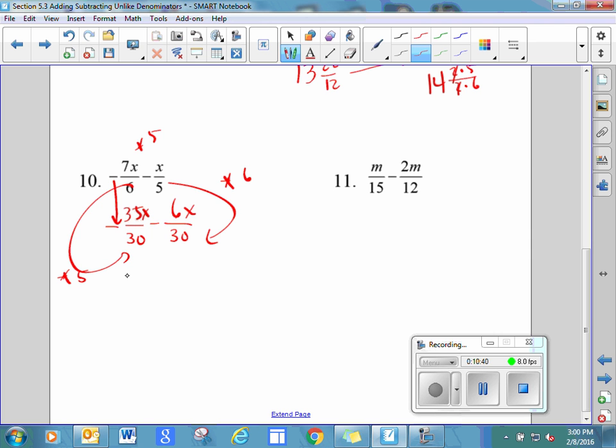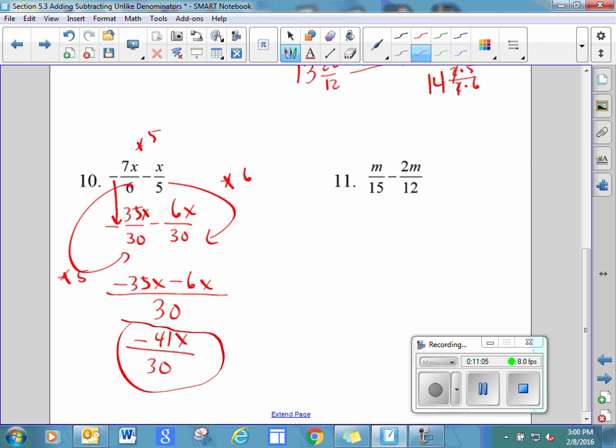Now I'm ready for a single fraction bar with the 30 as the denominator. These negative signs go with the numerator. So this is minus 35x minus 6x. 35 and 6 is 41, and we're getting more negative with these x's. And that's my answer. 41 is prime, and it's not a multiple of 30, so I don't have to look for any common factors.